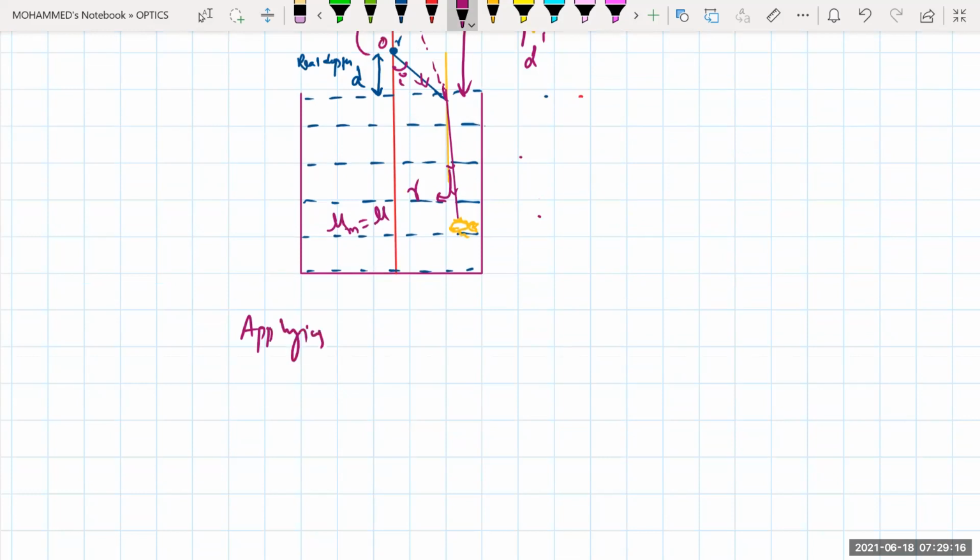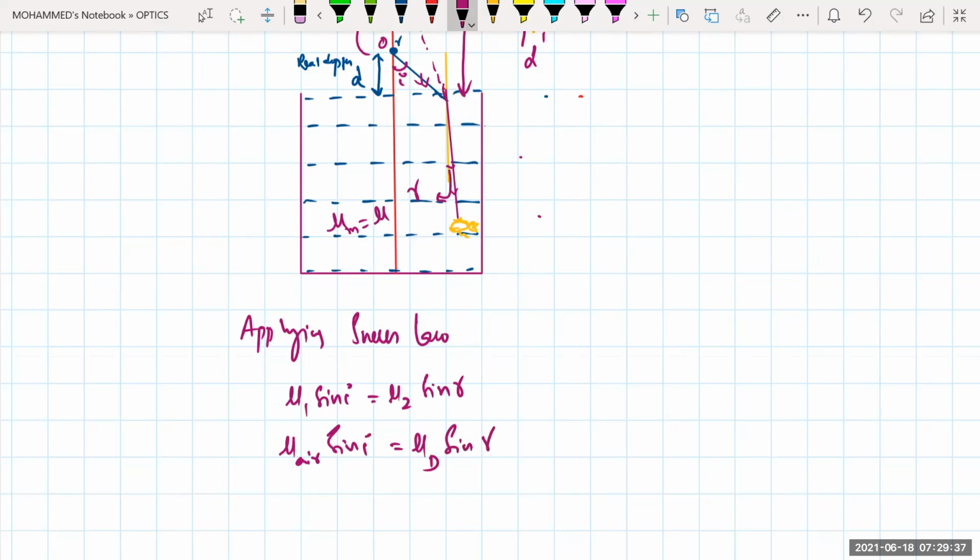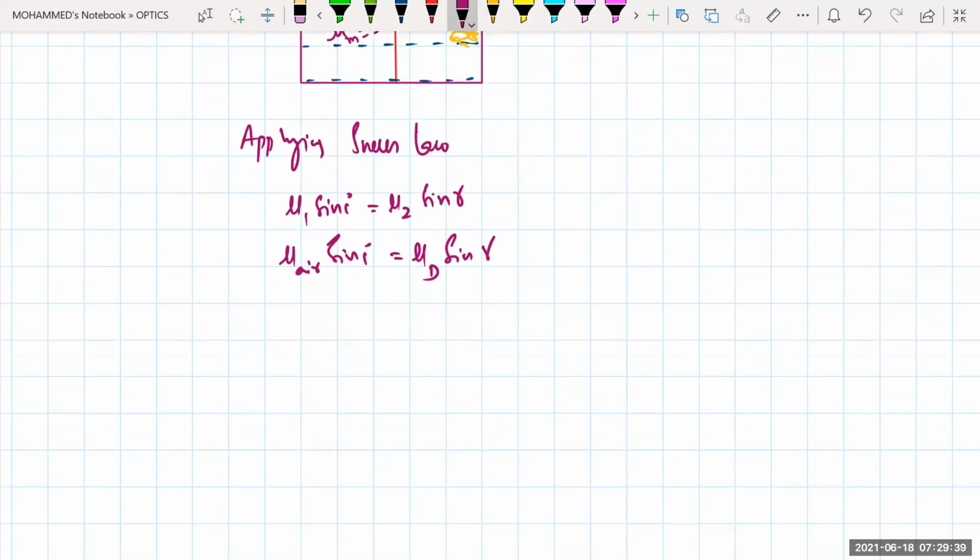Again, same condition. The angle is very, very small. Applying Snell's law, that is mu1 into sine I is equal to mu2 into sine R. Mu1 is nothing but the refractive index of air, into sine I, that is equal to the refractive index of the denser medium, mu d, into sine R. The refractive index of air is 1, and this will be equal to mu into sine R.